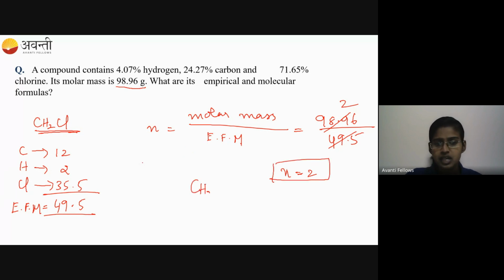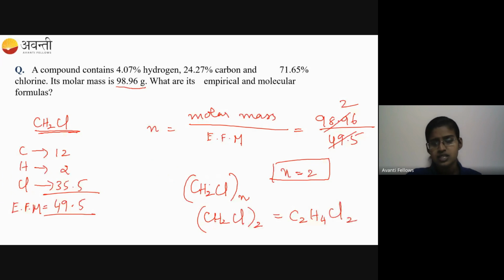It is CH2Cl, right? Here we have N, and the N value is 2. So it is C2H4Cl2. I have 2 carbon, 4 hydrogen and 2 chlorine. So this is the molecular formula of this compound. Is this clear for all?